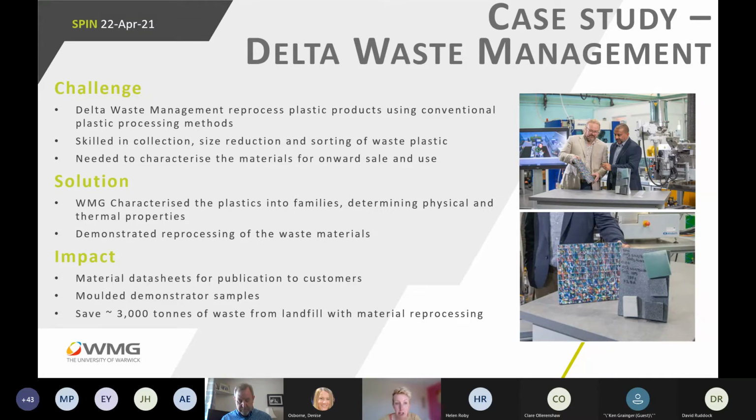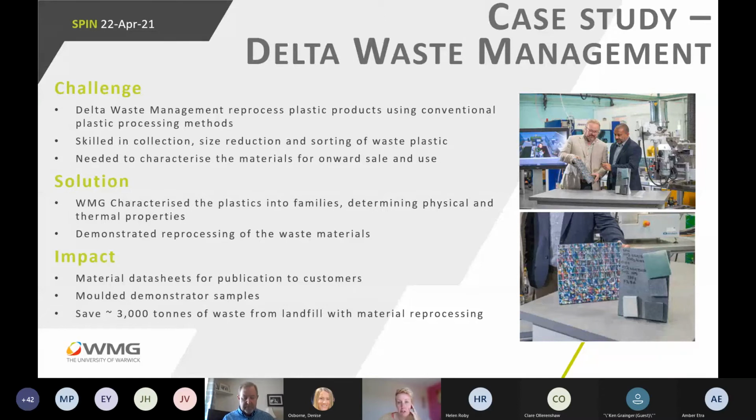WMG used our test facilities, and we characterised these reprocessed materials. We have quite a range of equipment. So, for example, it was tensile testing, infrared spectroscopy, DSC, and this meant that we were able to determine the physical and thermal properties of the reprocessed plastic.